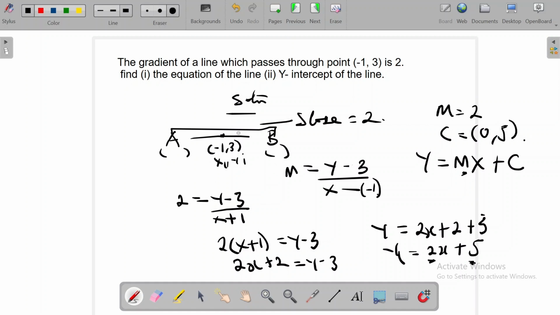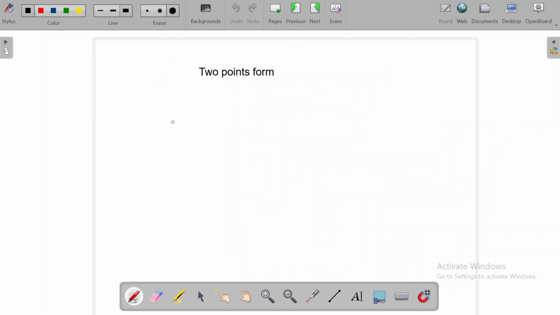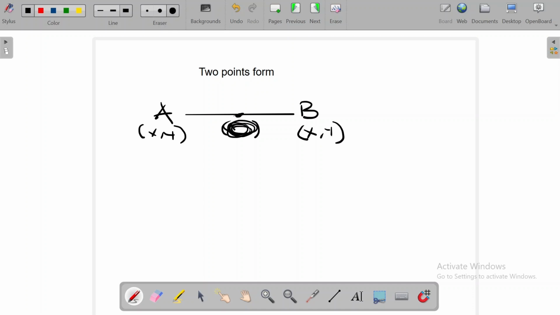This is considered as the one-point form. If you look at the two-point form, you are given the value of A, which could be (x, y). You'll also be given the value of B, (x, y), and you won't be given this value. You are asked to use both of these values to calculate the equation of the line. In this case, this is what the mathematical formula should be.